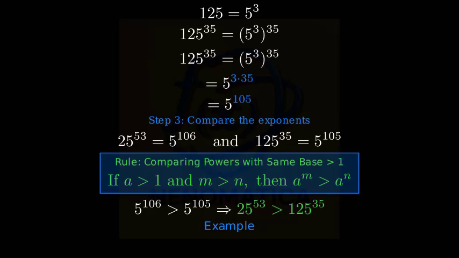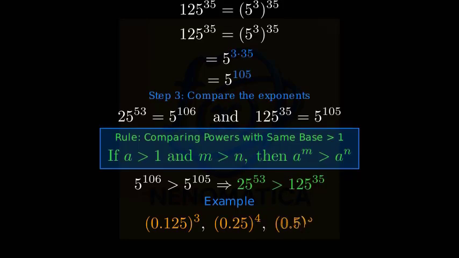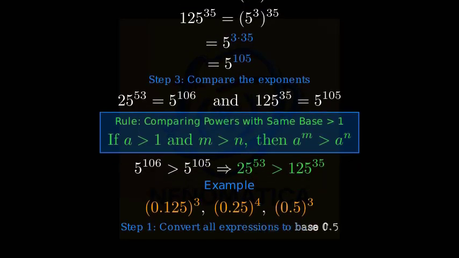This time, we'll compare three numbers, 0.125 cubed, 0.25 to the fourth power, and 0.5 cubed. Let's again convert all expressions to the same base. We'll use 0.5 as our base.